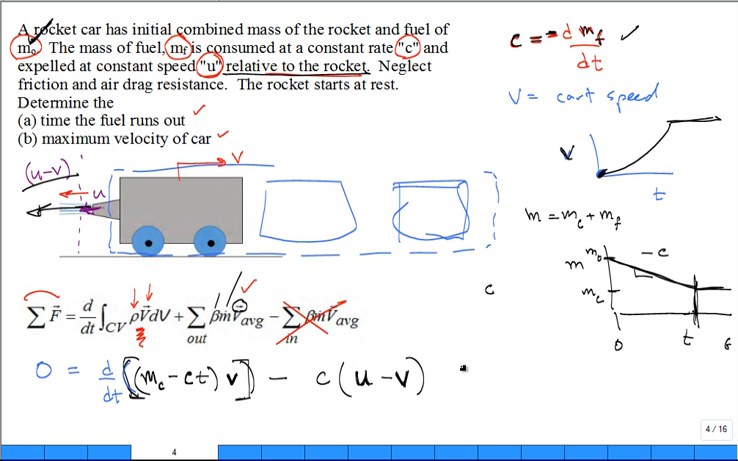So this is our ordinary differential equation. Our initial condition is v at time 0 is equal to 0. It starts at rest. So you look to separate and integrate.